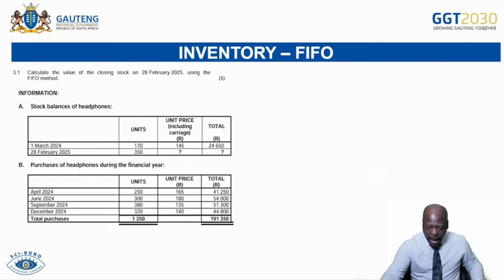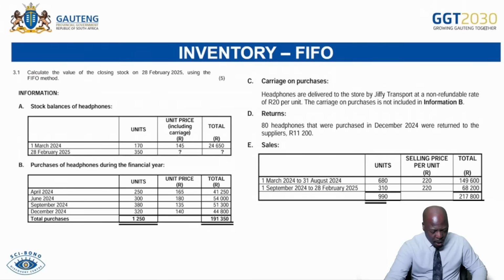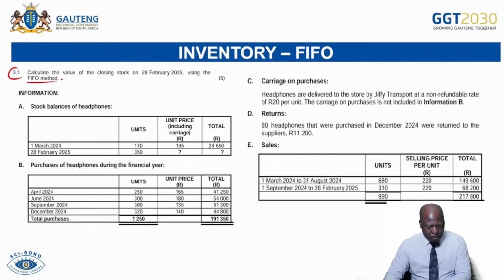So let's begin and see more information that was provided. Here is information that has to do with our inventory. And here is more information as well. So we're going to begin now with 3.1. And 3.1 says calculate the value of closing stock on 28 February using the FIFO method.